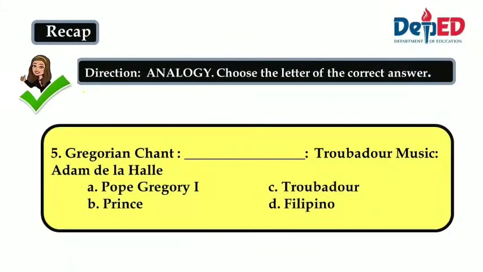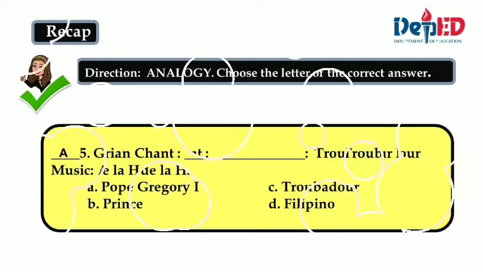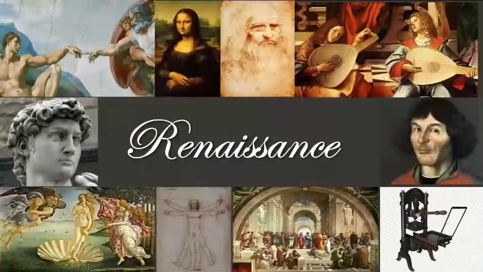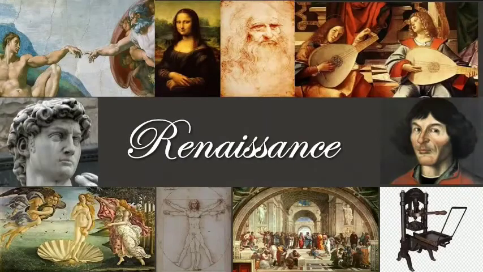Number 5. Gregorian chant is to blank, while troubadour music is to Adam de la Halle. Is it A. Pope Gregory I, B. Prince, C. Troubadour, D. Filipino? If you answered letter A, Pope Gregory I, you are correct. Let us now move on to our lesson today.